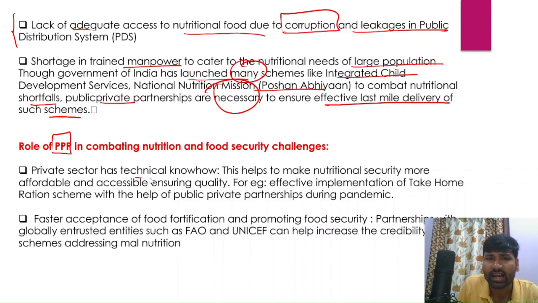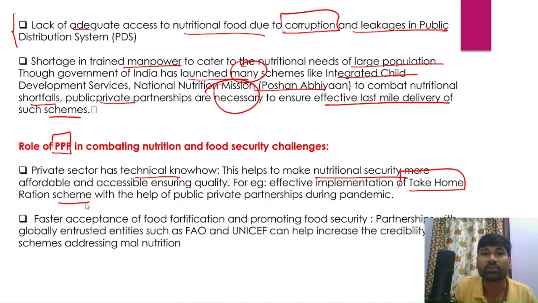The private sector has technical know-how, expertise, and technology, and this technology, technical know-how and expertise can be leveraged, and that can help in making nutrition security more and more affordable and accessible for a greater number of people, ensuring quality. For example, effective implementation of the take-home ration scheme with the help of public-private partnership during the pandemic, and in fact the private sector can also be used for the fortification of food grains, adding micronutrients to the food grains which are being distributed through the public distribution system.